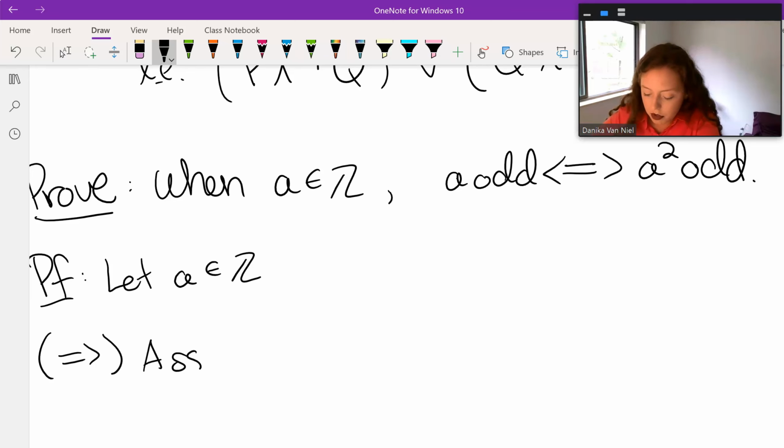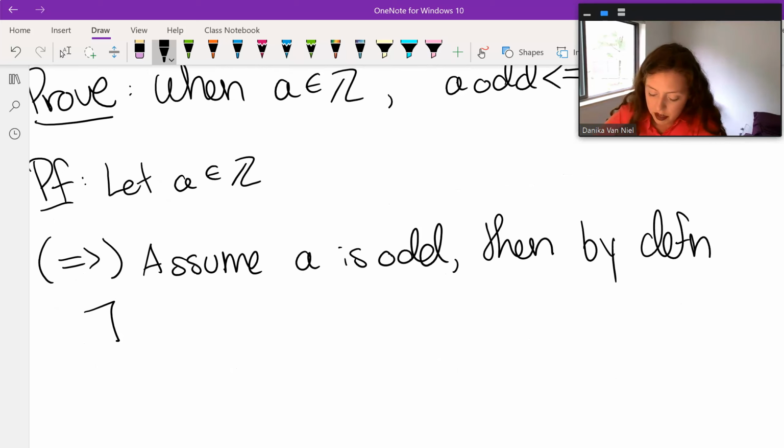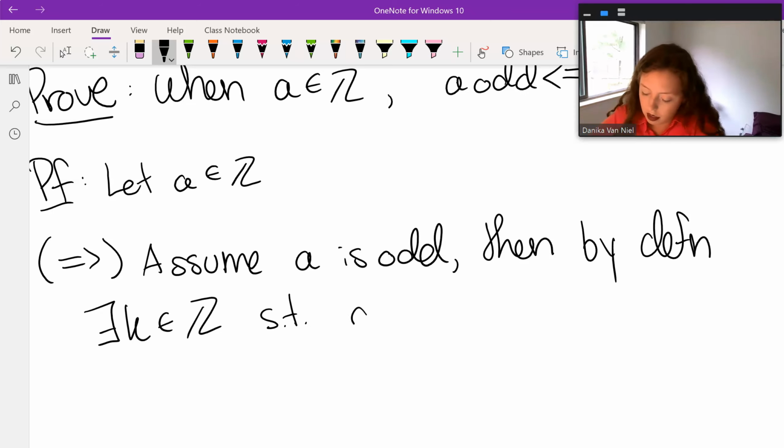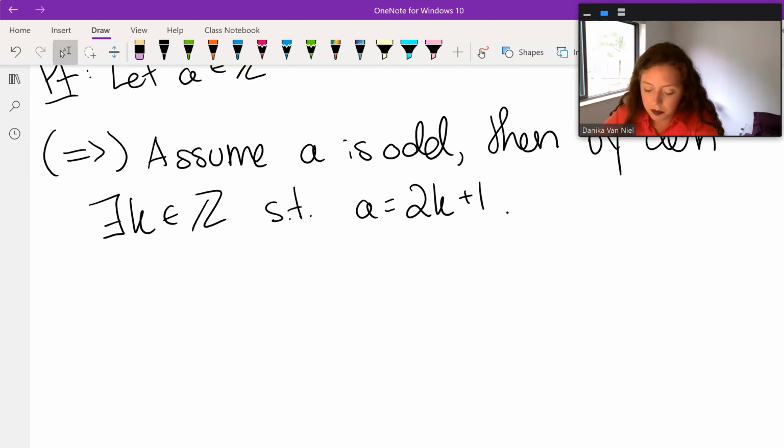So I'm going to assume that a is odd. Then by definition of being odd, there exists some k in the integers, so you could pick a different variable, that's fine, such that a equals 2k plus 1. That's just the definition of a being odd. So let's talk about what it is that we want.